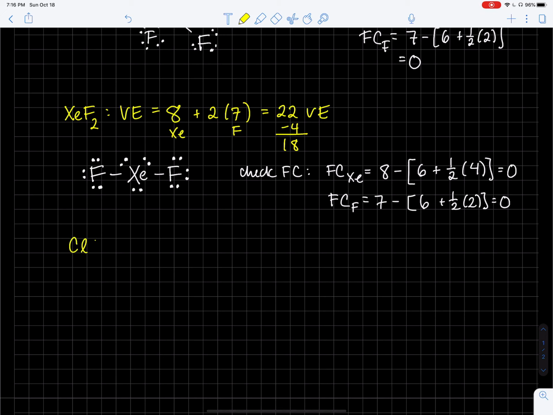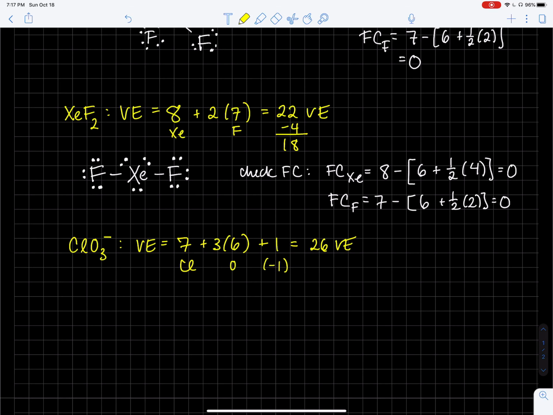The final type, and chlorate, ClO3- is an example of this, is a little different. Okay, so the valence electrons here, chlorine has 7, and each oxygen atom has 6. And it's -1, so we have to add an extra electron. So we get 18 plus 7 is 25, plus 1 is 26. So we have 26 valence electrons.